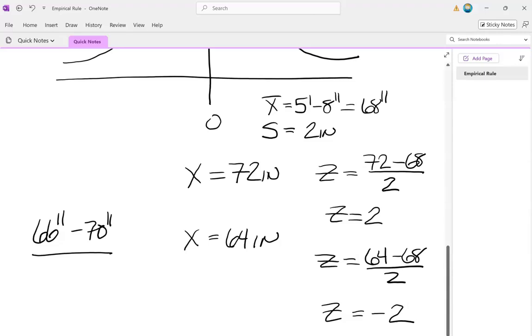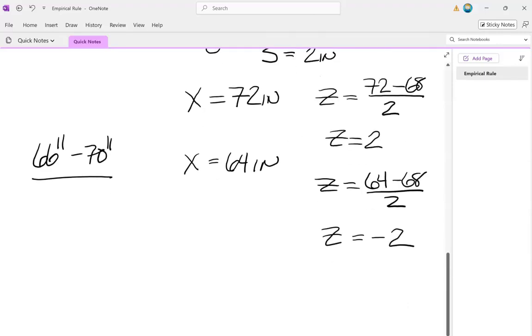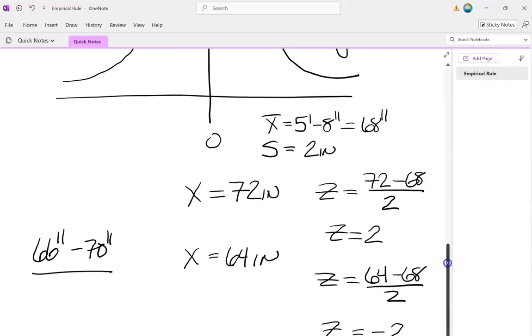What if I wanted to know 99.7%? Once again, the average is 68. 3 times the standard deviation would be 6. So 68 minus 6 is 62 inches. And then on the other end, 68 plus 6 would be 74 inches. So 99.7% of the students will be between 62 and 74 inches. And of course, I have no idea what the average height in the class is. These are just all made up numbers. But that's the empirical rule.